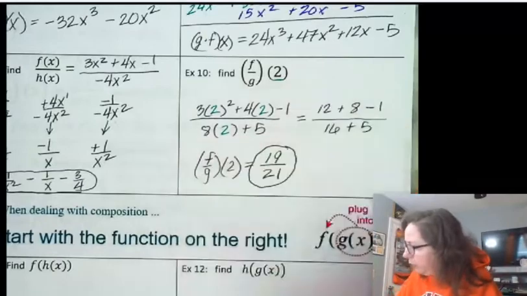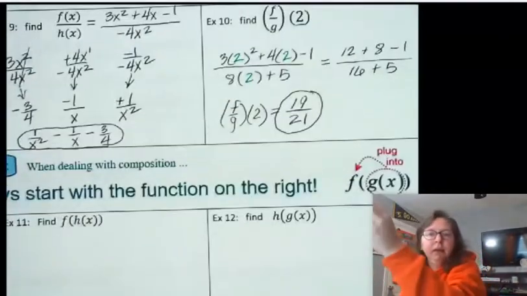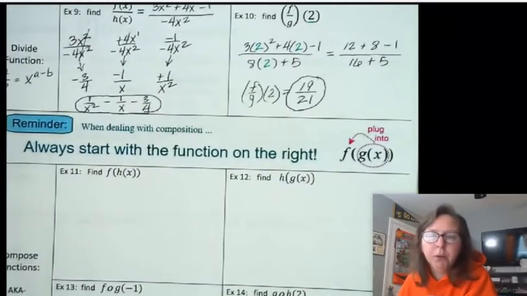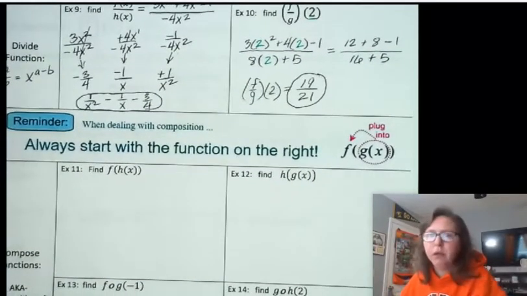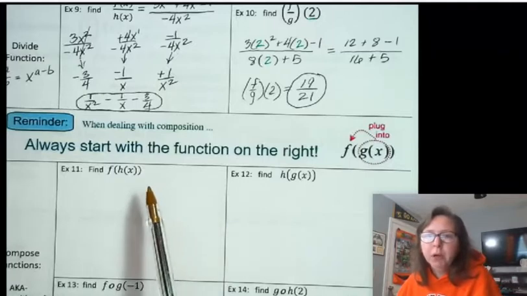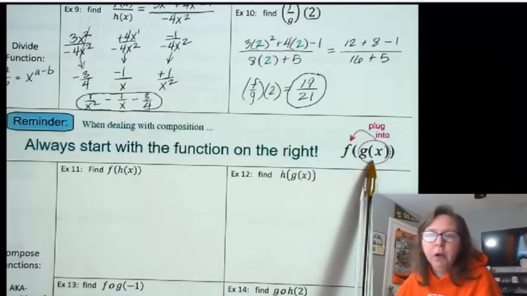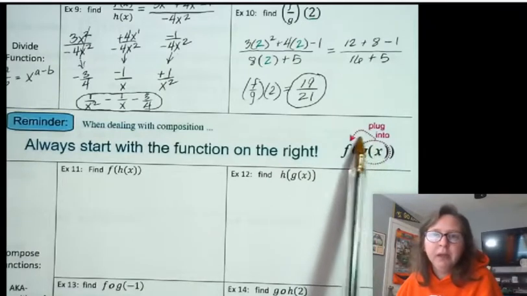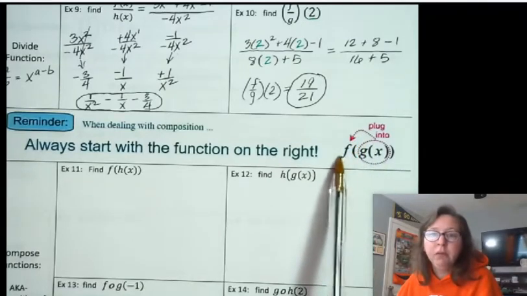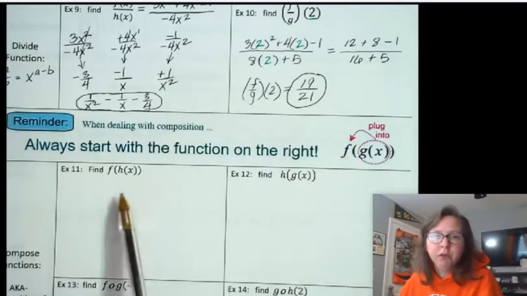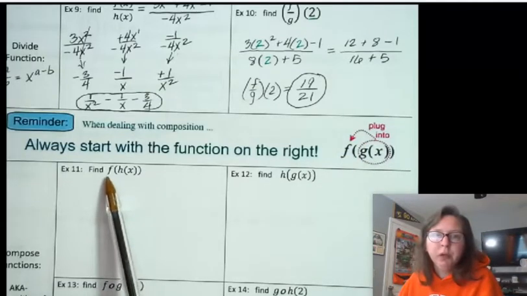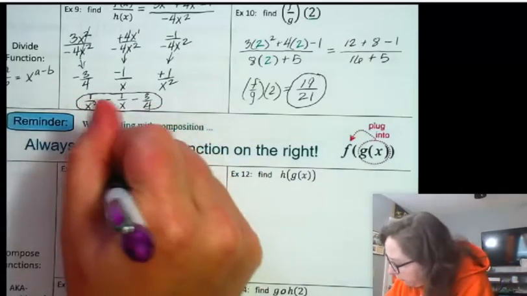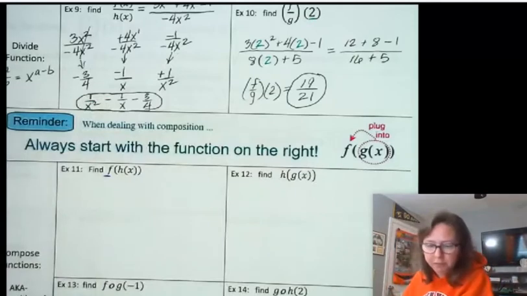All right, let's talk about composing functions. So when we compose functions, we always take whatever's on the inside and plug it into the function that's on the outside using our function notation. So here's what we're going to do. On the outside, I have the f function. So I'm going to write the f function.